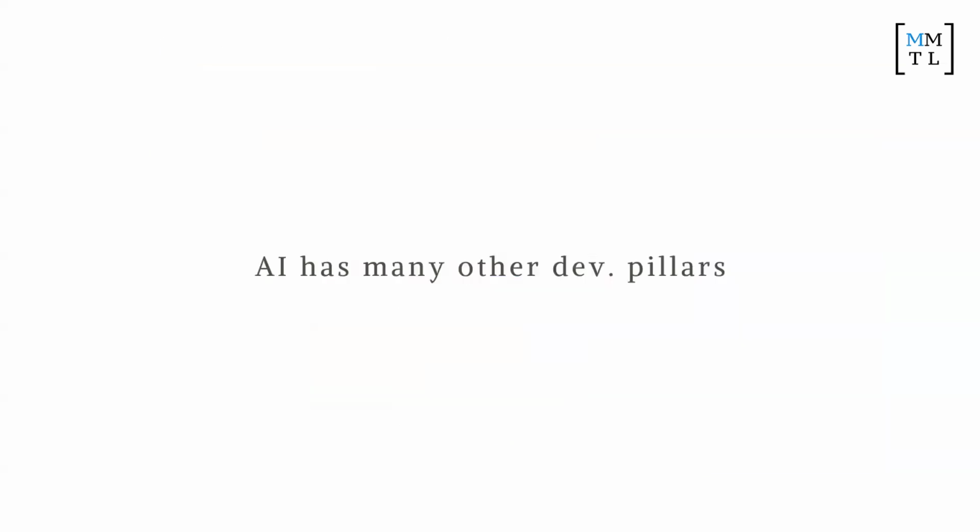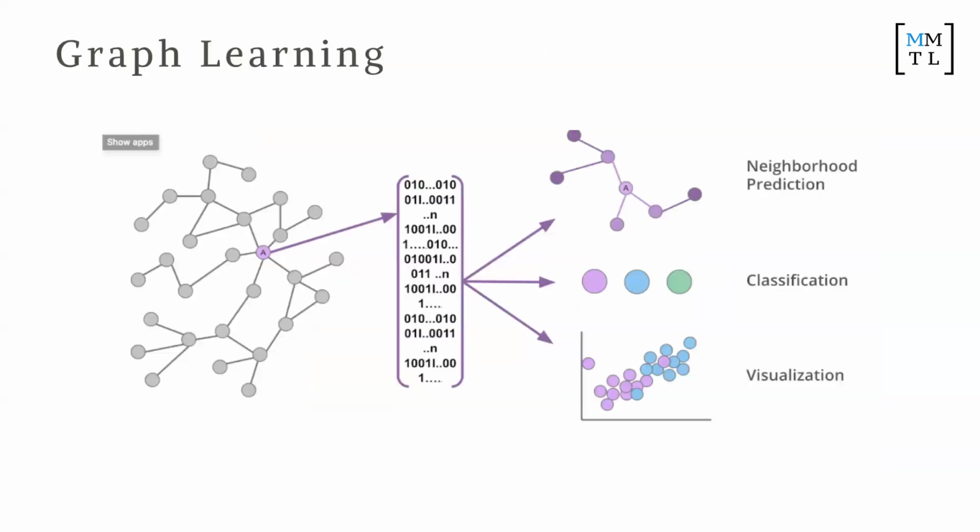Now, there are many other developmental pillars as well that a lot of people should be keeping an eye on. The first is a sort of obscure field called graph learning, which is when you have, for example, a social network graph or a biological graph, and you can actually learn information from it, right? It's a field that's languished a little bit over the last few years, but it's starting to get some really exciting activity, particularly over the last 12 months, in terms of just understanding how graphs actually work.